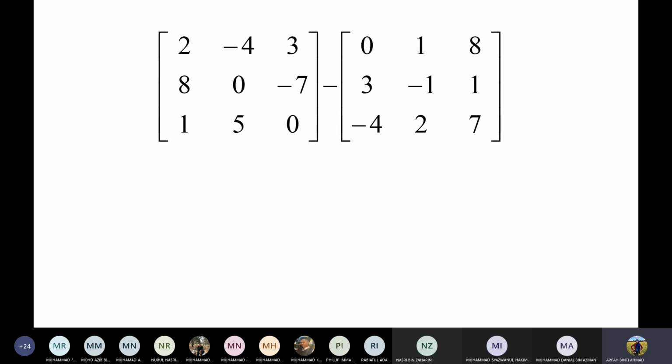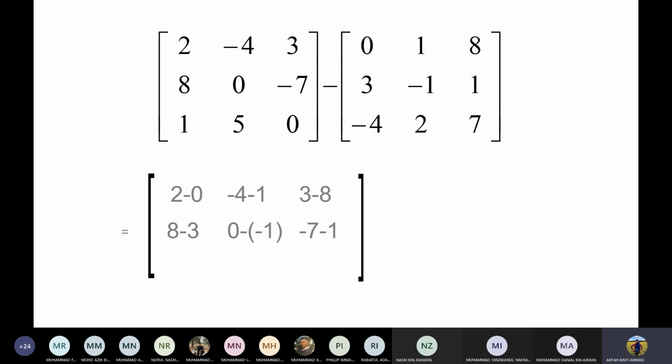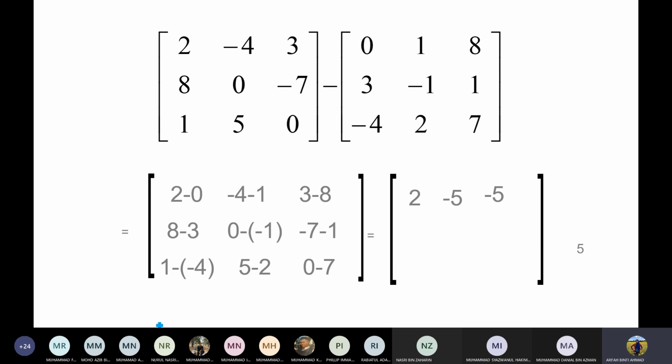Okay, so the next one, we have this example of how you are going to do the subtraction for this matrix as well. Subtract each element which is located in the same position, then the answer will be 2, negative 5, negative 5, 5, 1 and 8, negative 8, 5, 3 and also minus 7. So, faham kan ni? This is very simple, so there should be no problem for you to follow this one, the subtraction of the matrices. Faham? Yang lain okey?